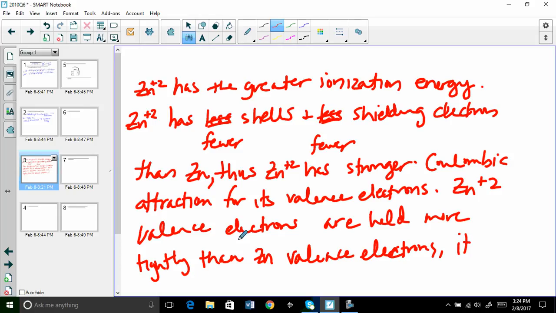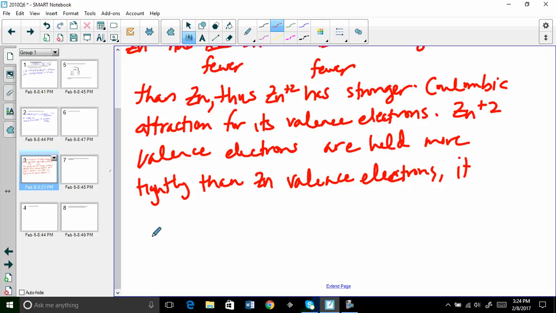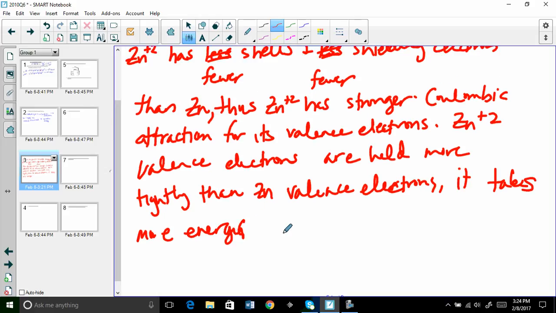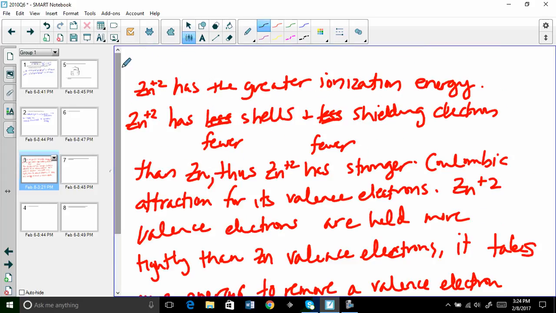So it takes more energy, because we're trying to explain why it has a higher ionization energy. It takes more energy to remove a valence electron. And I want you to see how many times I said valence electrons. Let me get a different color because it's hugely important.